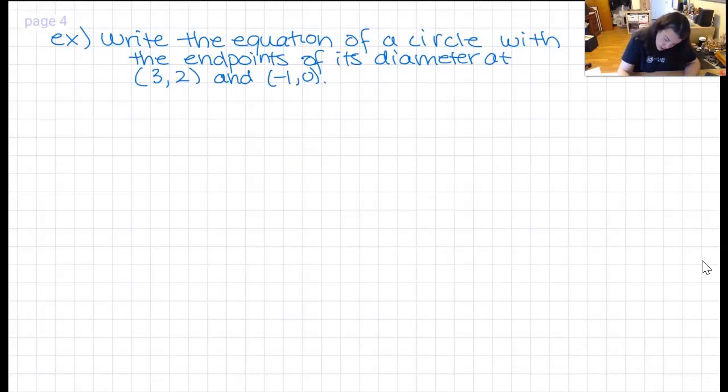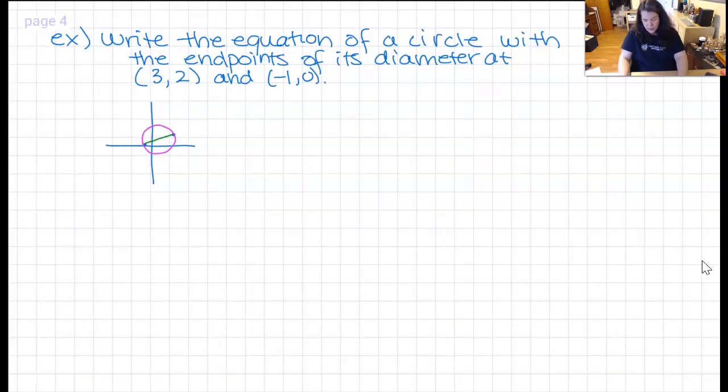Alright, so let's just do a little quick sketch. I'm not going to precisely do it, but (3, 2) roughly here, (-1, 0) roughly there. So we have the diameter of the circle right there. Well, if you think about it, we can find the center and the radius then pretty easily. The midpoint of the diameter is going to be the center. And then if we find the length of the diameter and just take half of it, we got the radius. So it's all about the distance formula and the midpoint formula.